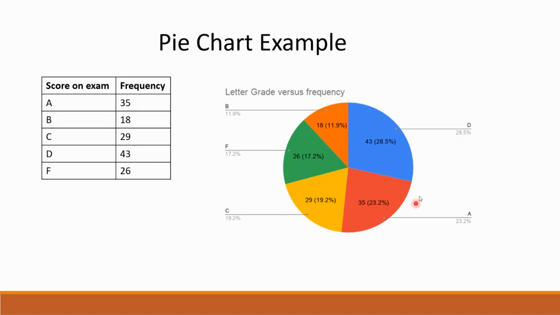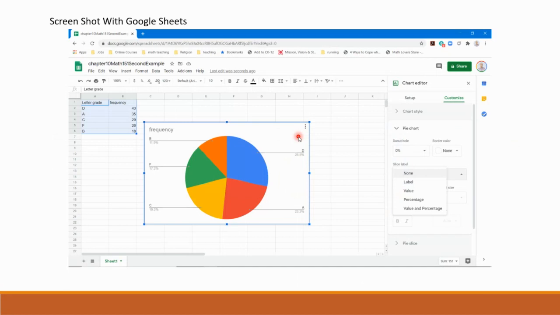So this is one way you can make a pie chart. Notice you have the categories, and you have this little line pointing to the slice that corresponds to the category. And you can see the relative frequencies in parentheses. Even though I'm going to make one now, I do have screenshots on the slides, as you can see.